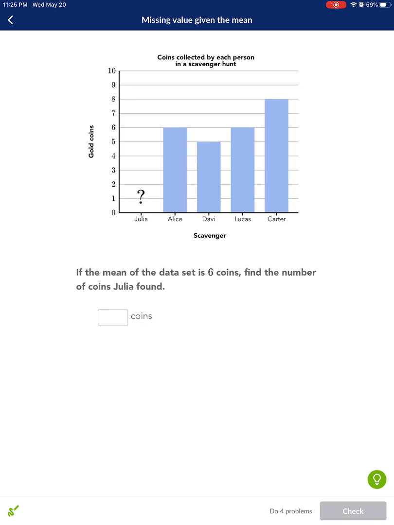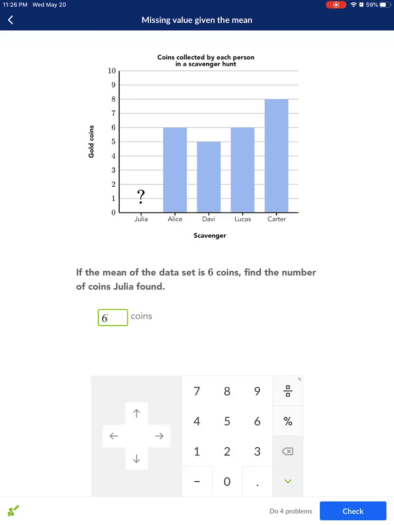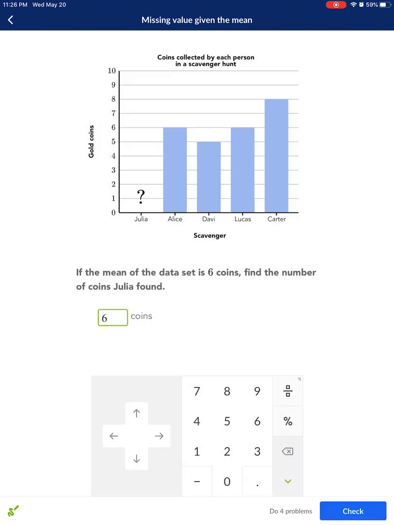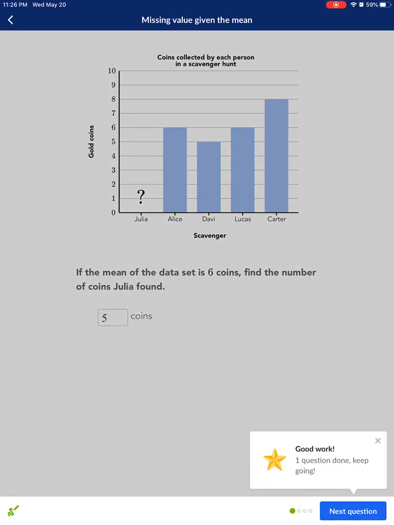So anyway, let me X out of that, and I'm going to type in 6, oh wait, not 6. What am I typing in? Oh, what number to get from here to 30? So it's not 6, it's 5. So let me go back. How do you delete stuff? Oh, duh. It's been a long day. All right, so check. Good work.